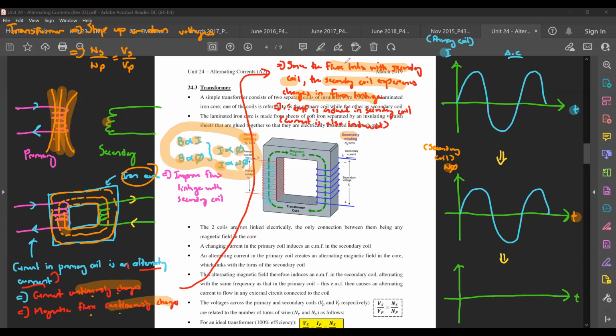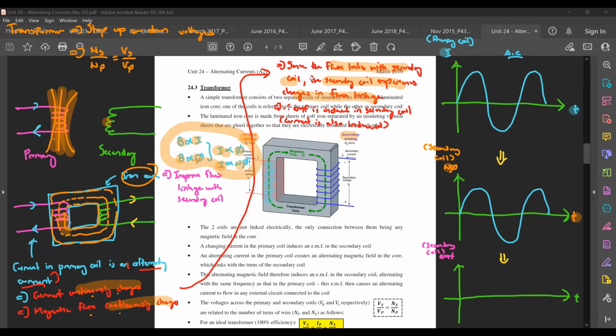So the last thing I want to do is plot out the EMF in the secondary coil. Now you may be tempted to say that the graph of EMF versus time induced in my secondary coil would also look like this. This one is actually not correct because of how EMF is defined in the first place.